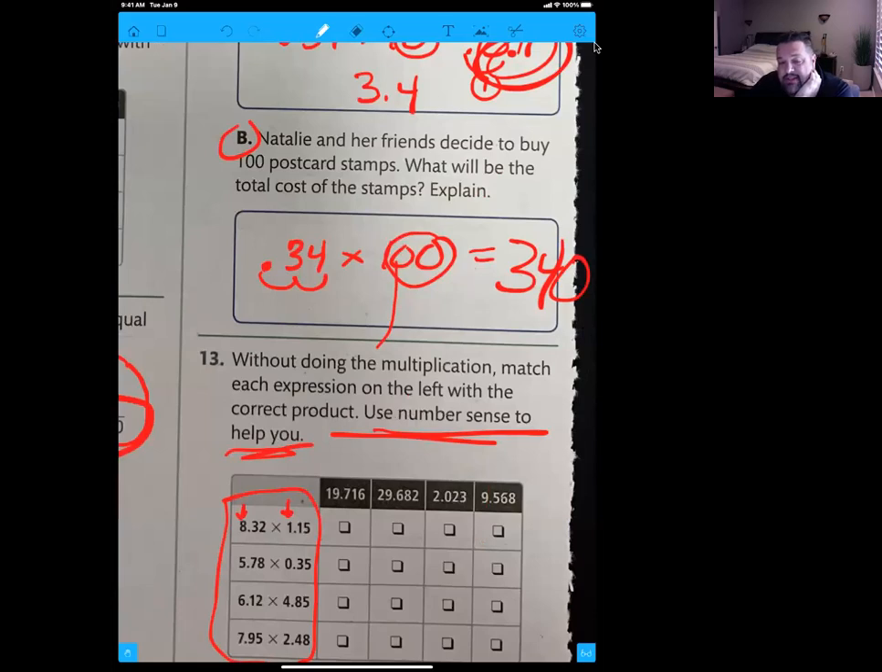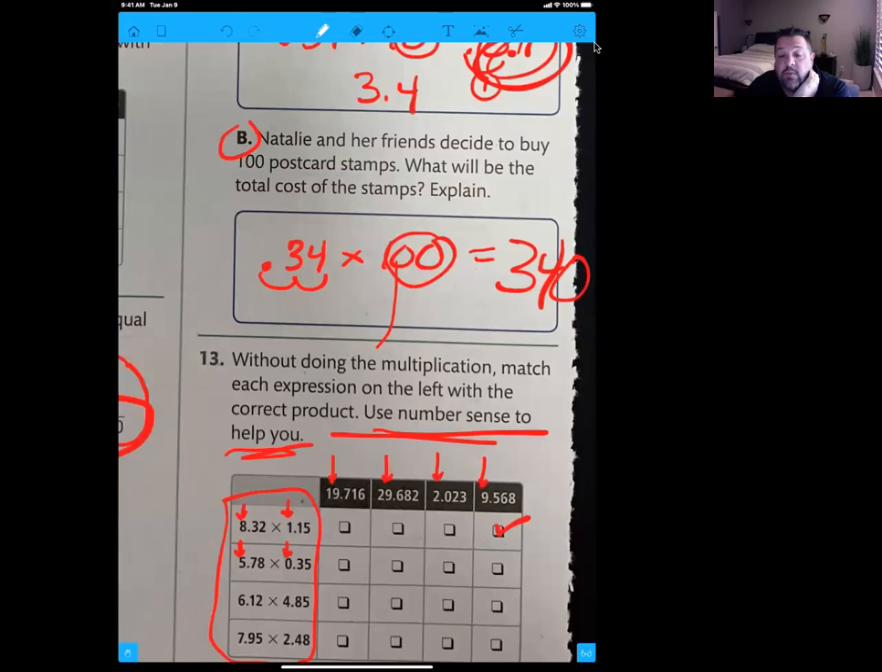Your answer to this is somewhere close to 8 times 1. I hope you guys are all going 8 times 1 equals 8. And then look at these. This says 19, this says 29, this says 2, and this says 9. Which one's close to 8? That's the answer. This one right here says 5 times something that is less than 1.